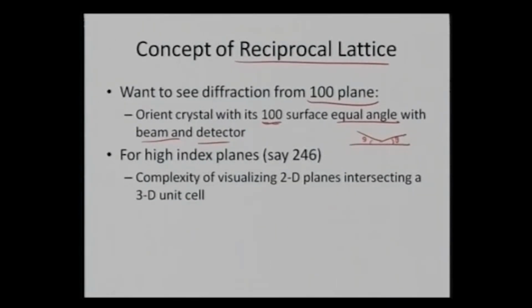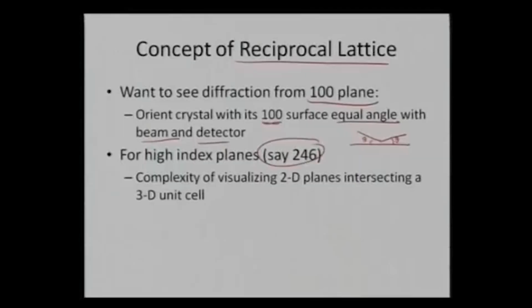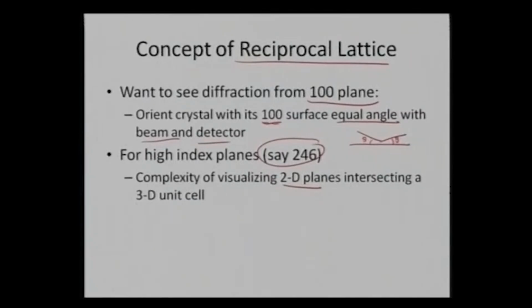So this becomes very easy for 100 plane or lower index planes. But what happens if I want to go for a higher, more complicated, higher index plane such as 246? It creates some problem or complexity once I want to visualize all of that in 2 dimensions. Actually what I have is 2D planes which have intersection of a 3D unit cell. So this creates much more complexity.